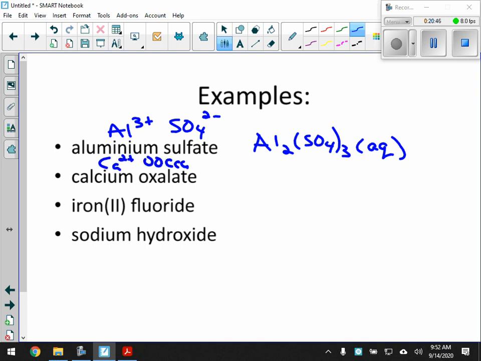Calcium 2 plus oxalate looks like this. So 2 plus, 2 minus, swap, drop, and reduce. Right? So we're doing this with the calcium ion and the oxalate ion. Let's go ahead and find this oxalate ion right here.